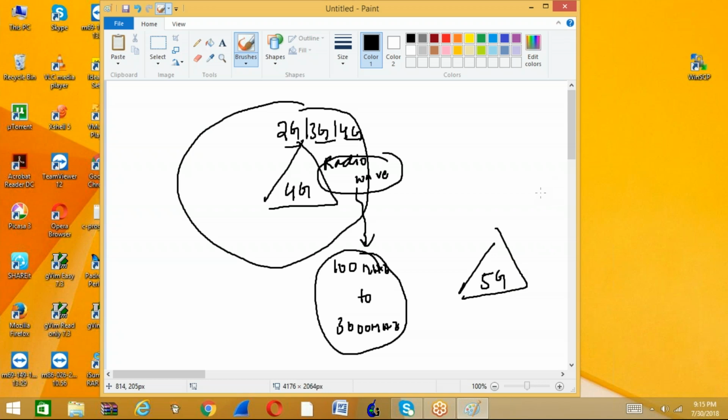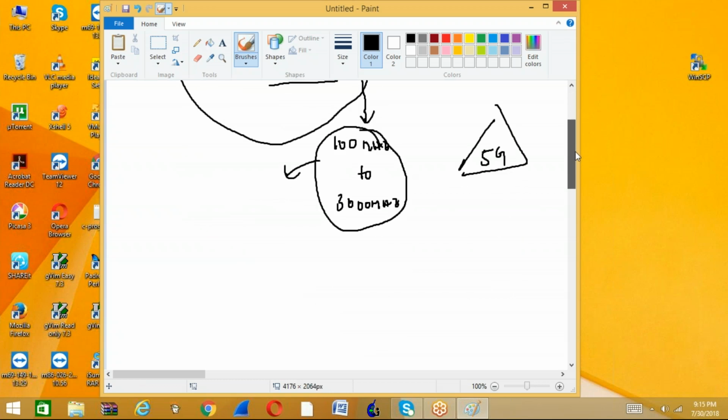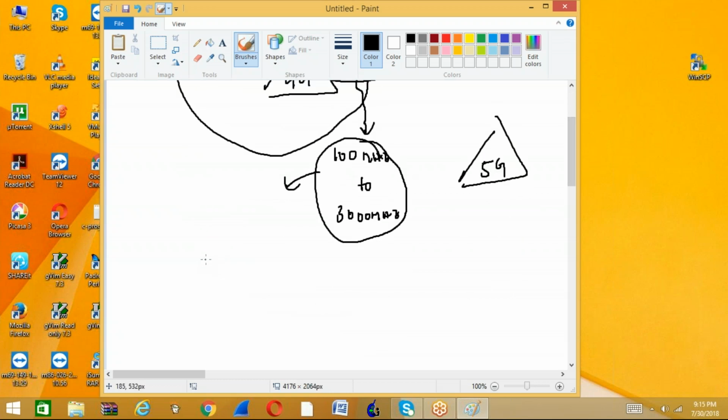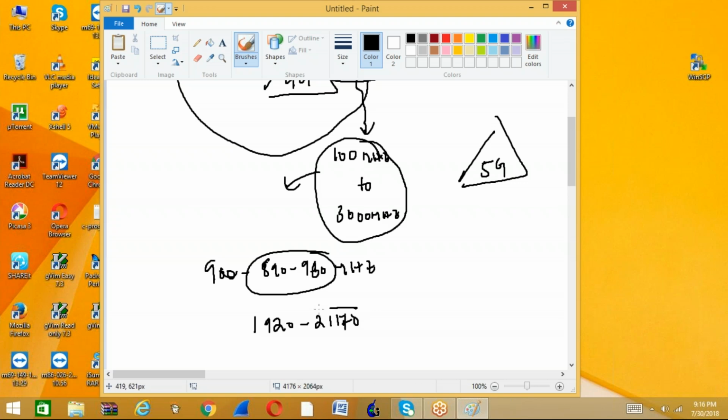From this range, all bands are picked up. Picking bands means we take band numbers, we select ranges between 100 and 3000 megahertz. For example, 890 to 960 megahertz, and we assign some band number to this. This is one range of frequencies. Then 1920 to 2170 is some more range of band.